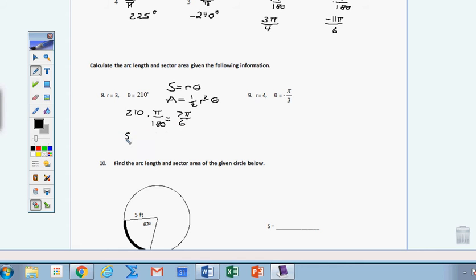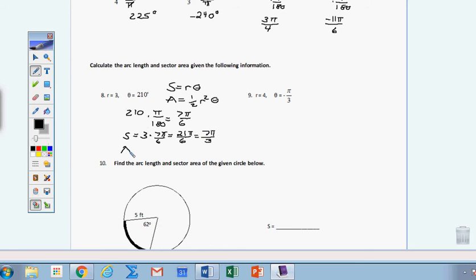So if we're trying to find the arc length, that would be equal to r theta, which is 3, times my theta, which is 7 pi over 6. And we get 21 pi over 6, which actually equals 7 pi over 3.